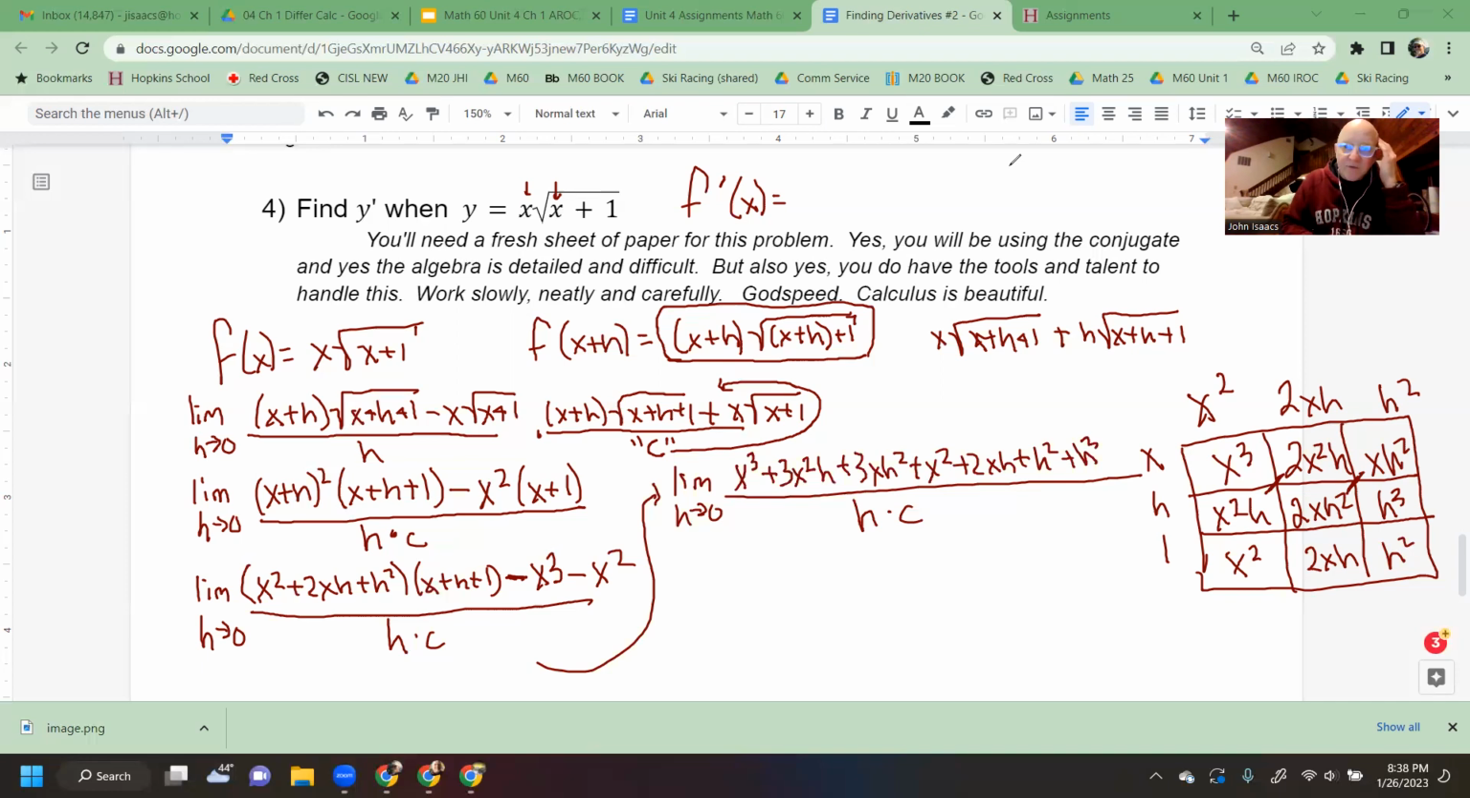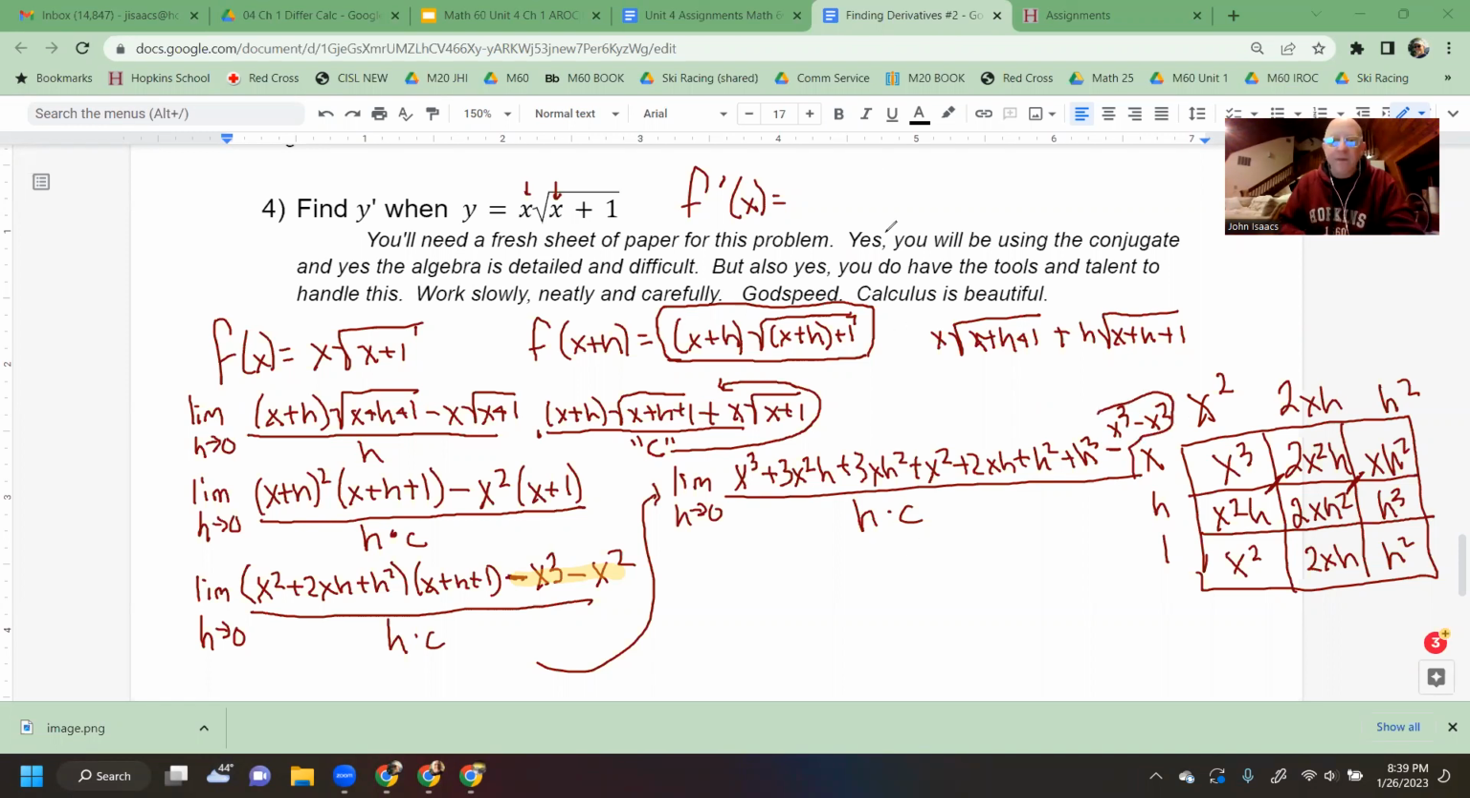Then I still have to do, I got to remember to do, let me just highlight this. I got to remember to do this part. All right, so keep going with this. I have to go minus x to the third minus x squared. All right, that's all part of this equation, right?